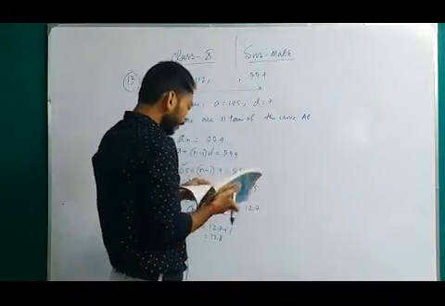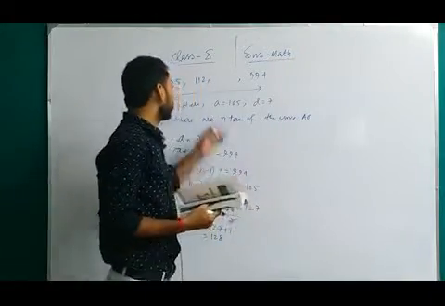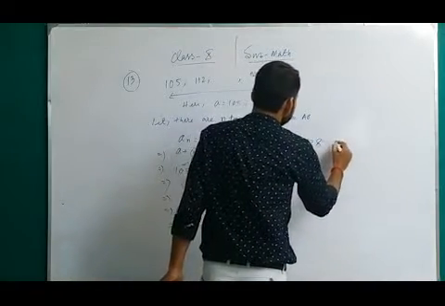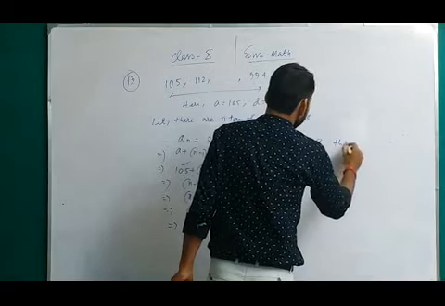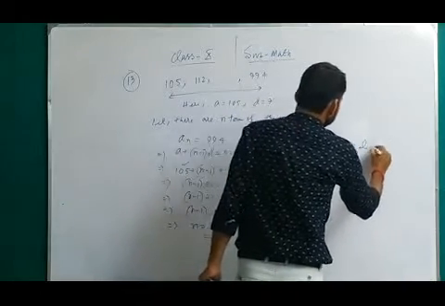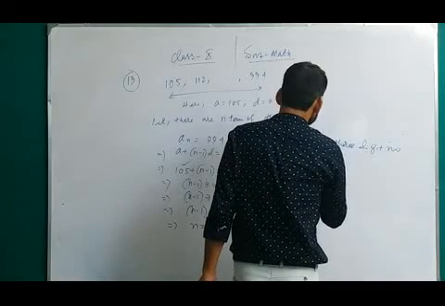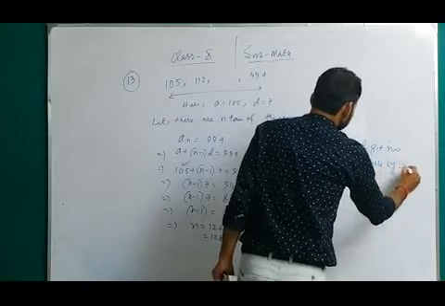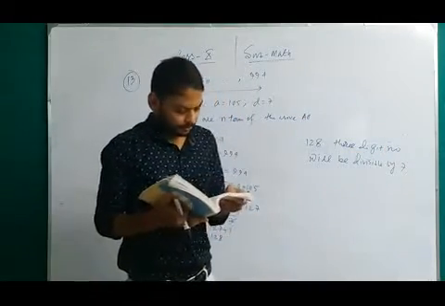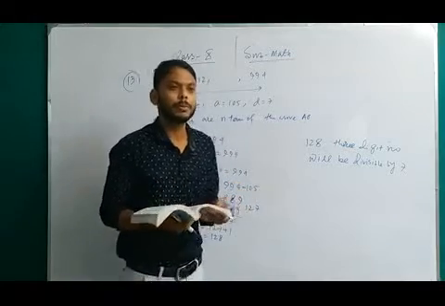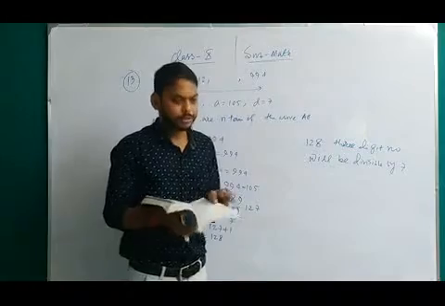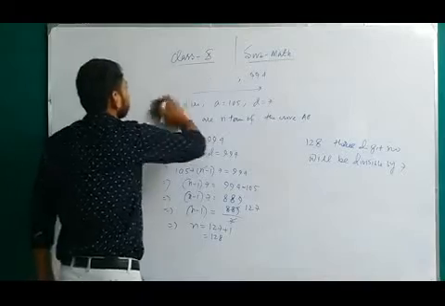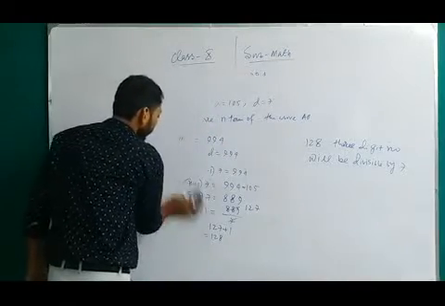That means how many numbers? Since there are 128 terms in that AP, that means 128 3-digit numbers will be divisible by 7. Okay. So questions number 11, 12 and 13 are done. Now question number 14, the last one of today's class.